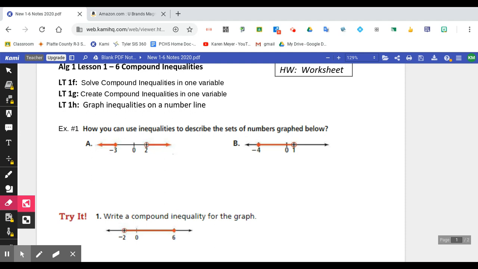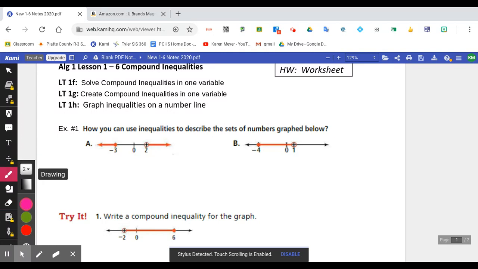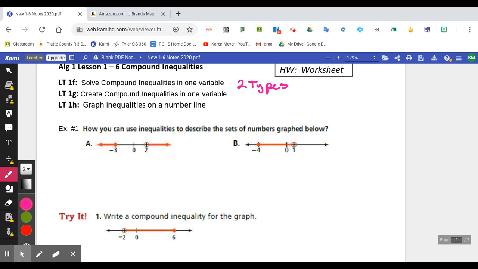In today's video, we're going to talk about solving and graphing compound inequalities. The first thing you need to know is that there are two types of compound inequalities. There's what we call the and type and the or type. And as we're working out the problems, I will let you know for each question if it relates to the and type or the or type.